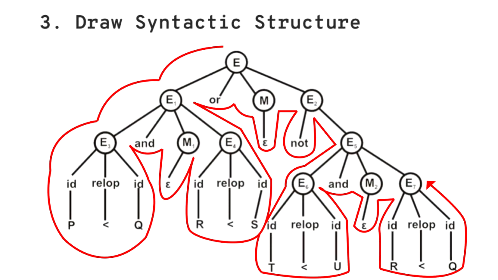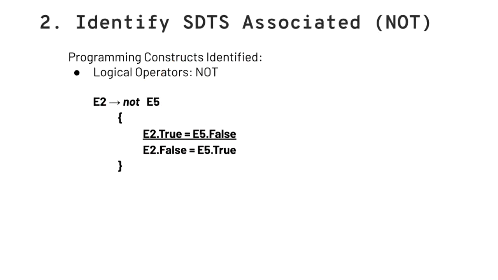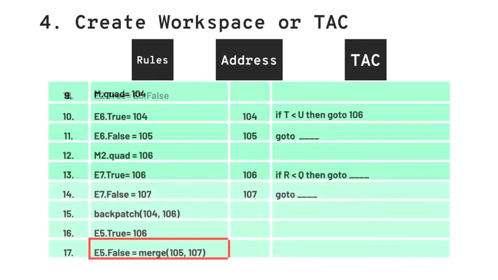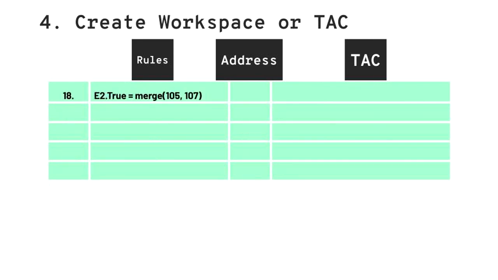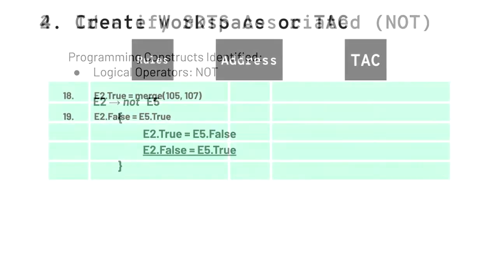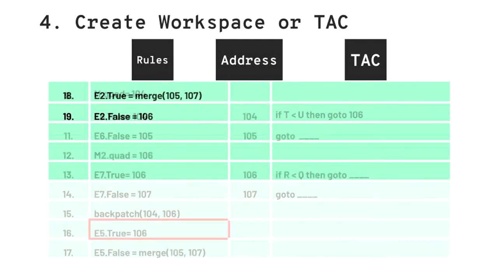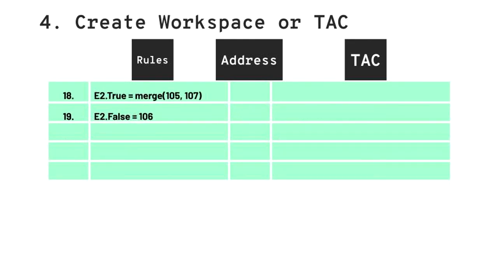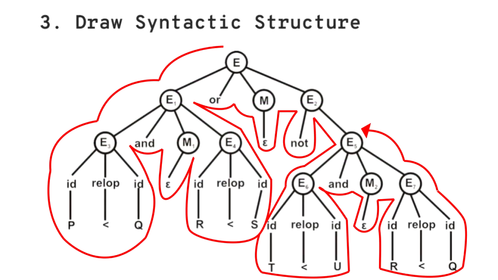We have performed all the semantic actions on each of the child nodes of E5, so we can perform the NOT operation now. These are the associated actions. E5.false is merge of 105 and 107. So E2.true will be merge of 105 and 107. E5.true is 106. So E2.false will be 106. Now we go one level up. We were yet to perform the OR operation here. These are the semantic constructs.